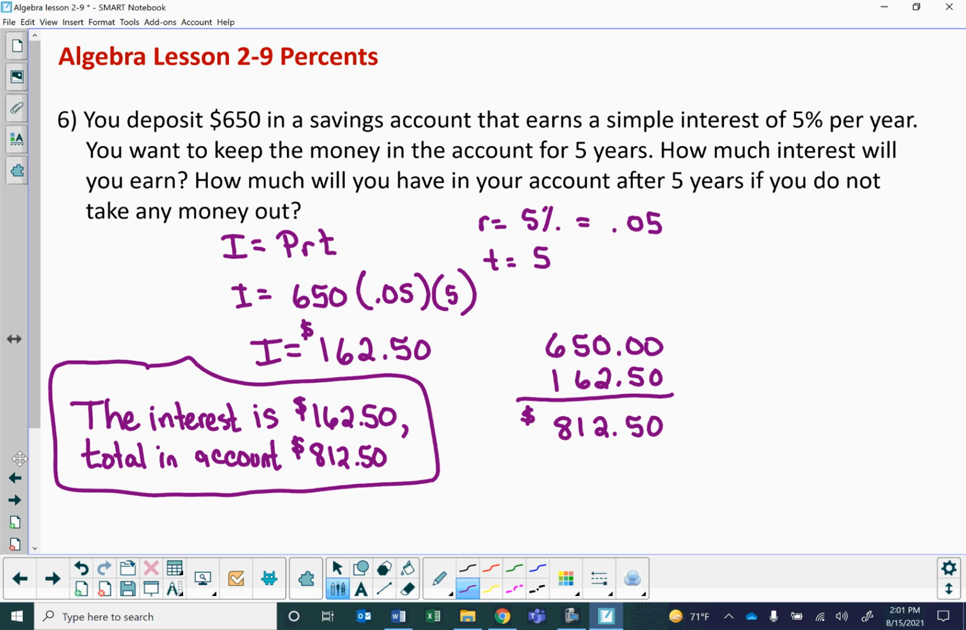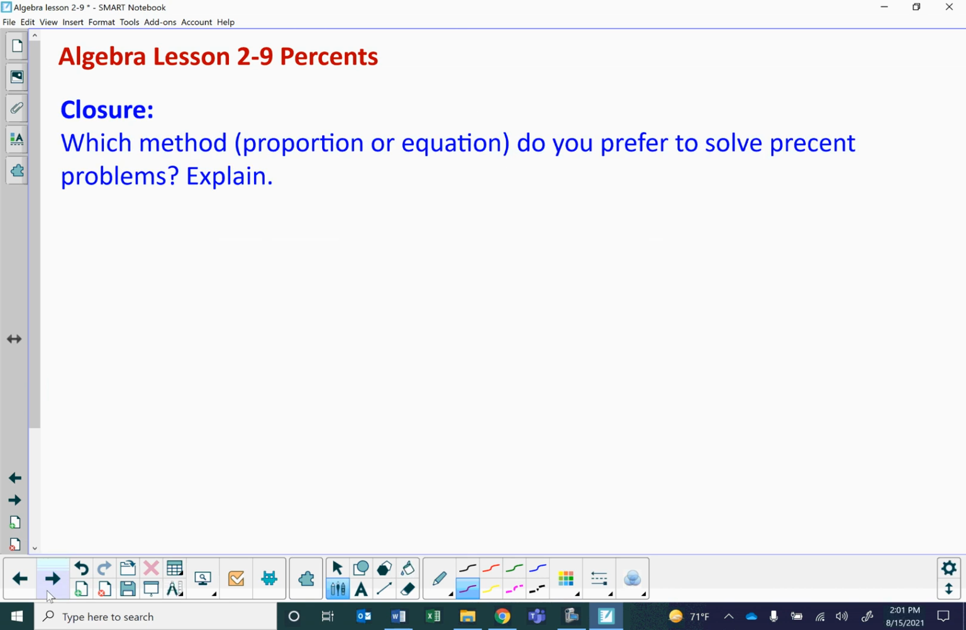All right. Alrighty. Our closure question for this lesson: which method, the proportion or the equation, do you prefer to solve percent problems, and why? So please explain which method you prefer and why you prefer it.